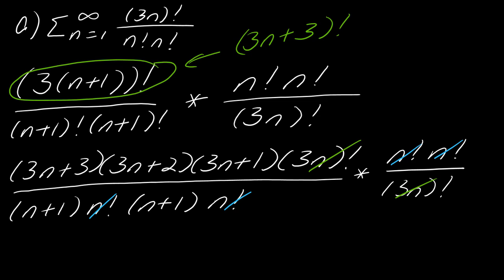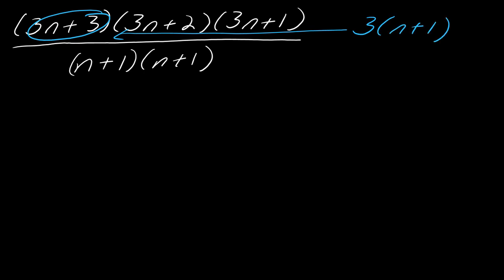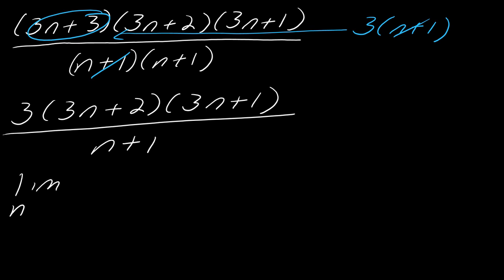So let's make some space. Here's everything that I'm left with, and you'll notice this part right here, I could factor out a 3 so that this just becomes n plus 1. And that matters because then I'm going to cancel out one more factor of n plus 1. So then I'm left with 3 times 3n plus 2 times 3n plus 1, all of this over n plus 1. So now that I've computed this, I'm going to go ahead and take the limit as n approaches infinity.